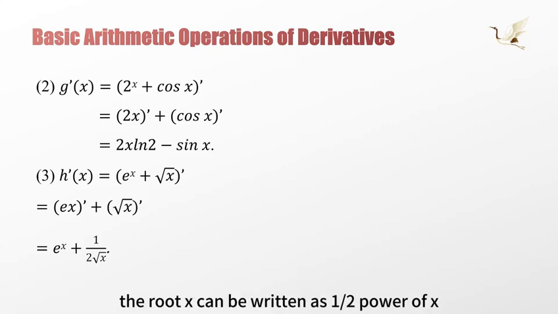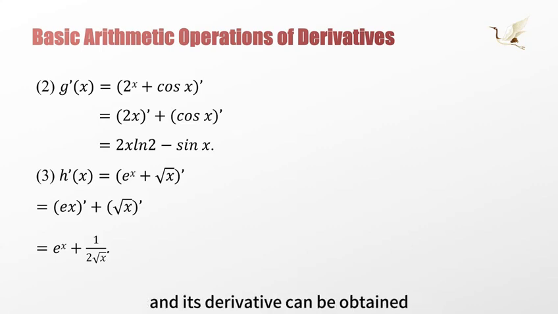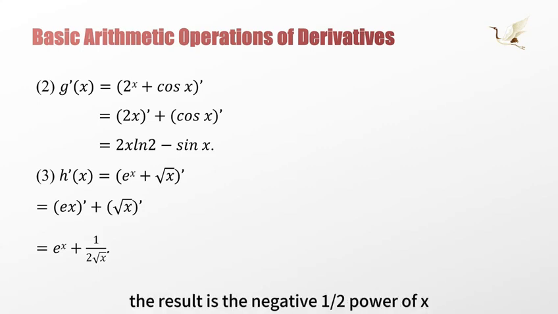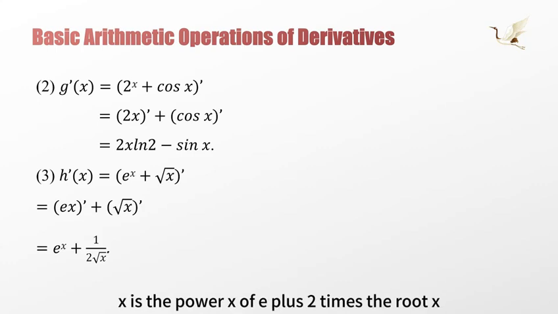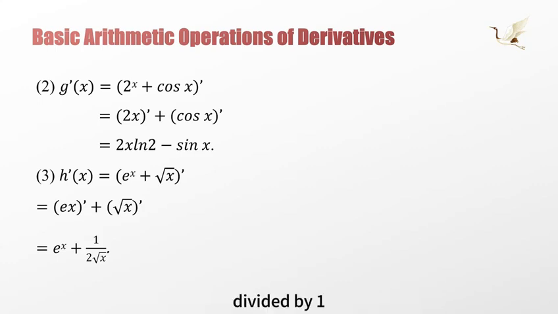The root x can be written as x to the power of 1/2, and its derivative can be obtained from the derivative formula of a power function. The result is 1/2 times x to the power of negative 1/2, which we write as 1 over 2 times the root x. So the derivative of h(x) is e to the power of x plus 1 over 2 times the root x.